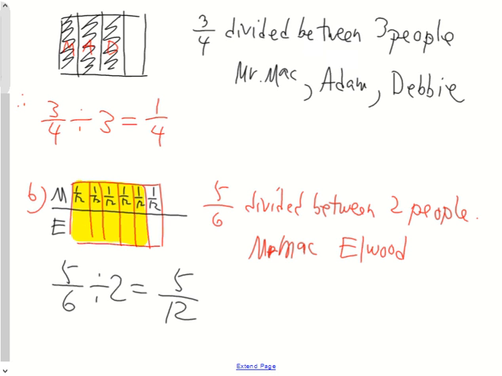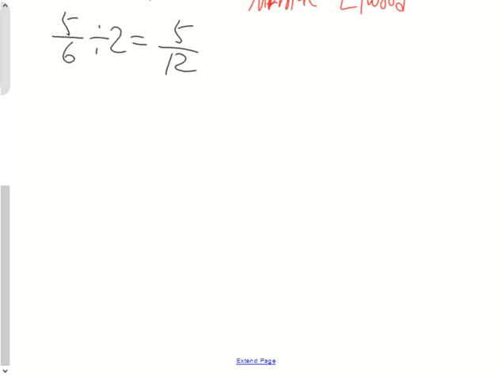All right, just for fun, let's try one more. Let's say 3/4 of a chocolate bar divided between 5 people. Okay, let's just see what this one looks like. For this one, you go ahead and try it. I'll press pause. You try it and see if you're right.